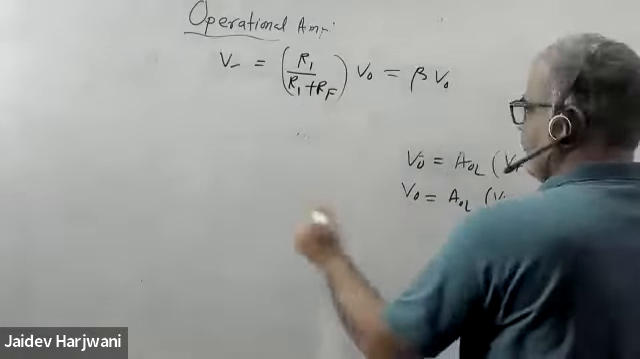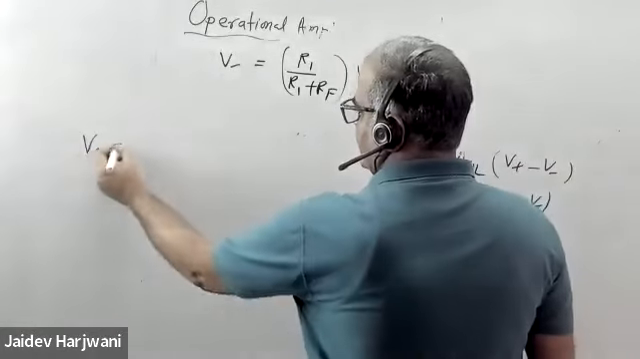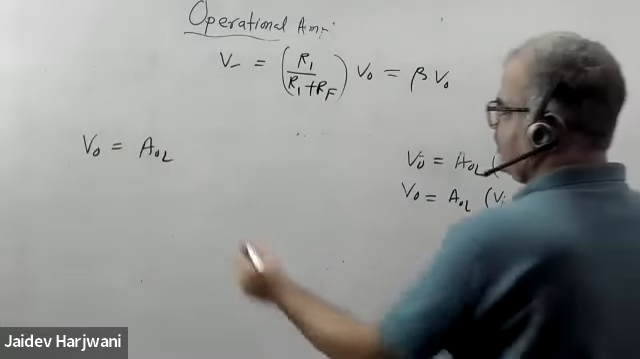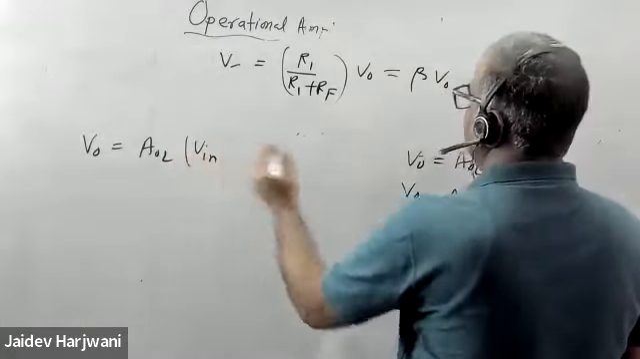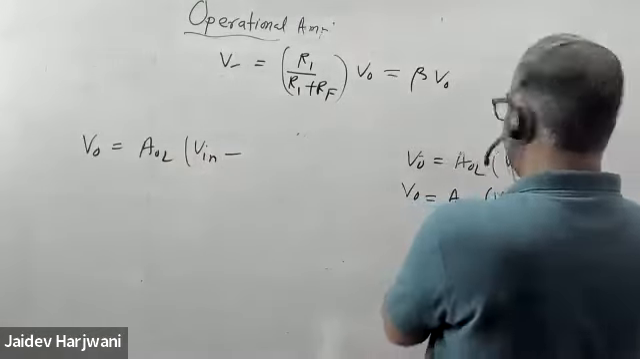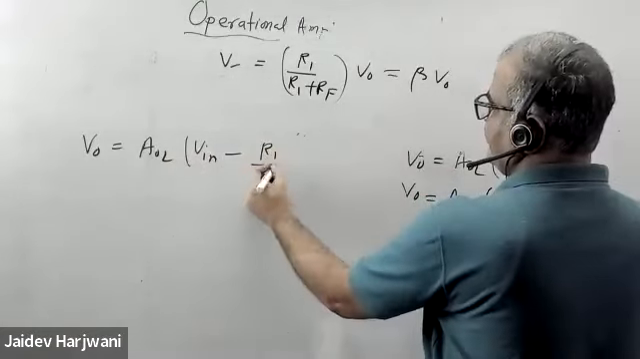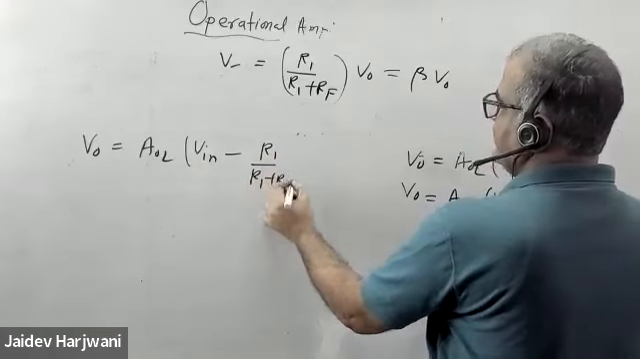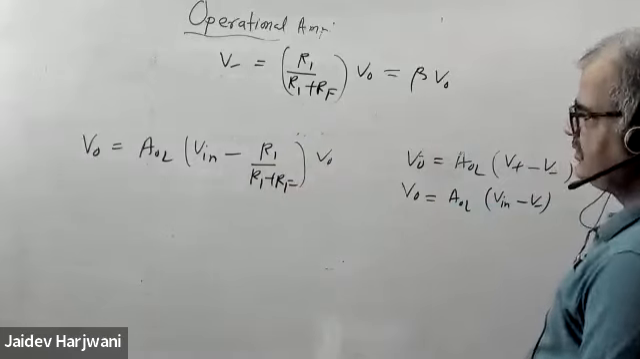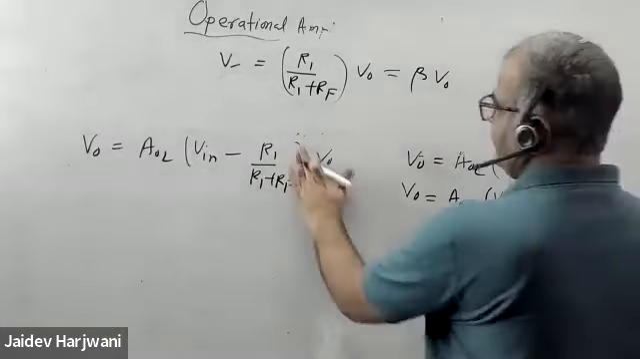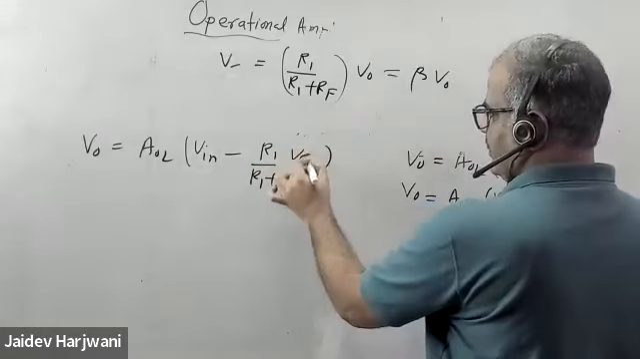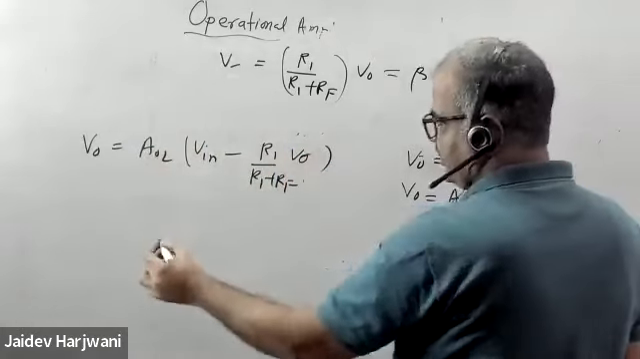Now my V output is A open loop gain times (V input minus V minus). V minus is R1 upon R1 plus RF times V naught. You can also write it as beta V naught; later we will write beta V naught also. Now take this V naught there.